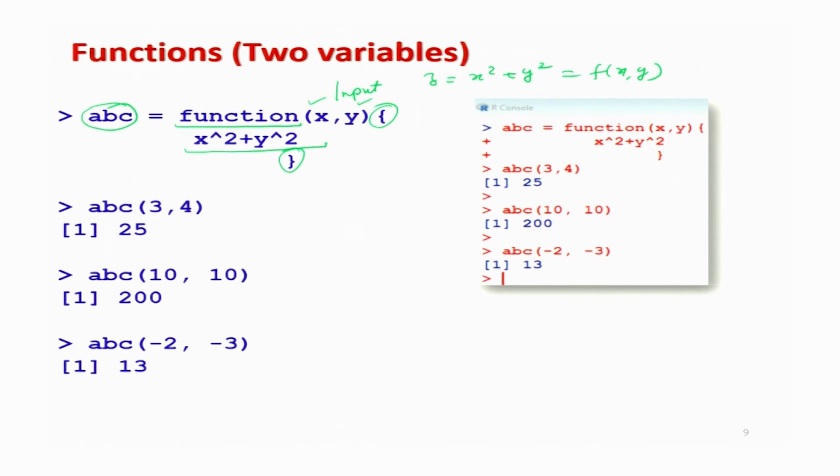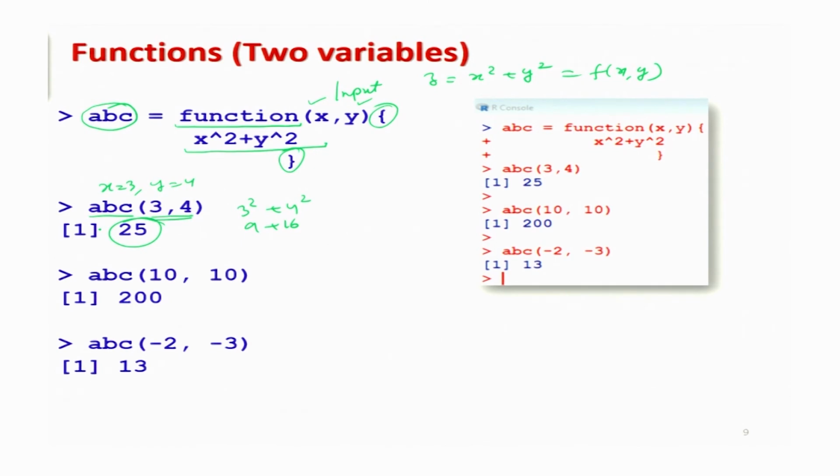And now, if you try to execute it on the R console, what do you have to do? You simply have to write abc, and if you want to execute it for x equal to 3 and y equal to 4, then you write abc within the parentheses 3 comma 4. So this becomes 3 square plus 4 square, which is 9 plus 16.